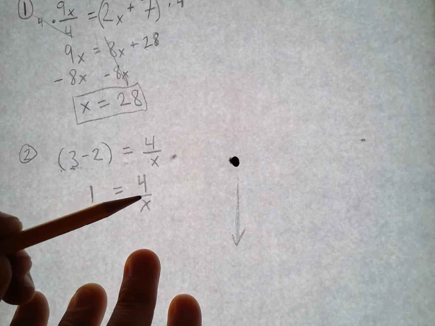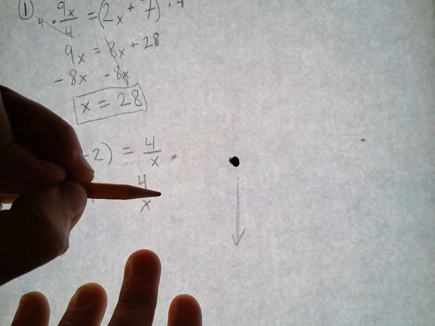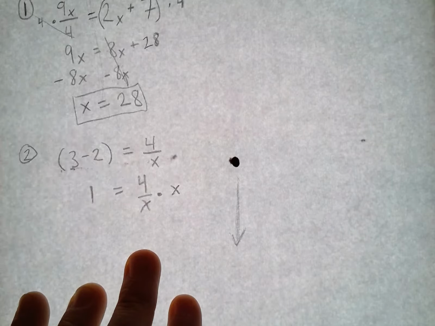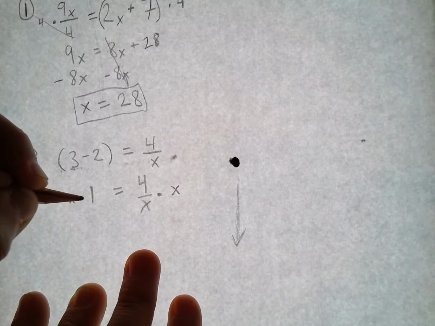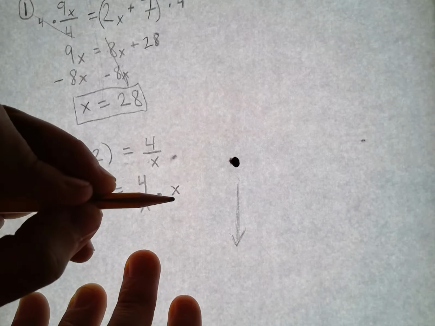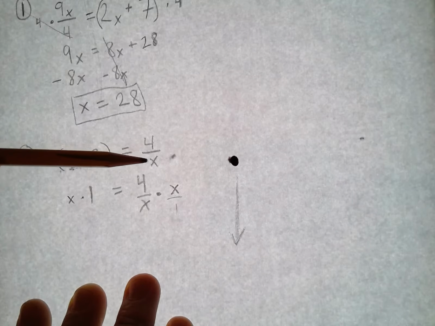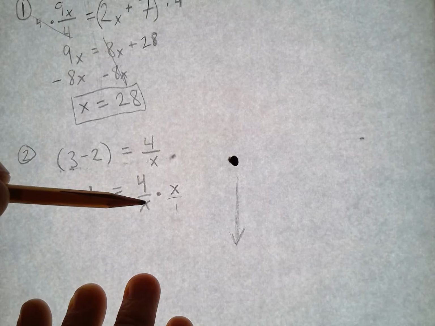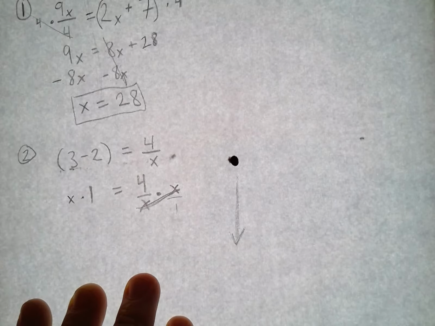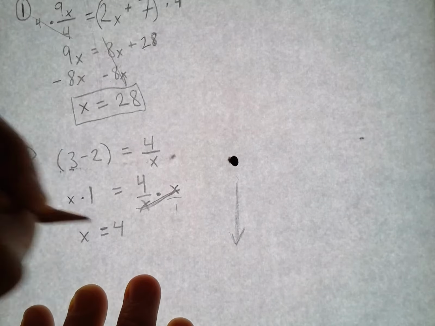Next, I've got 4 divided by x. I want to get the x out from the bottom there. So I'm going to multiply by x to get it out. If I multiply by x on the right side, you bet I got to do it on the left side. 4 over x times x over 1. Well, that just becomes 4x divided by x. The x divided by x cancels into a 1, so I can cross it off there. And I get x is equal to 4.